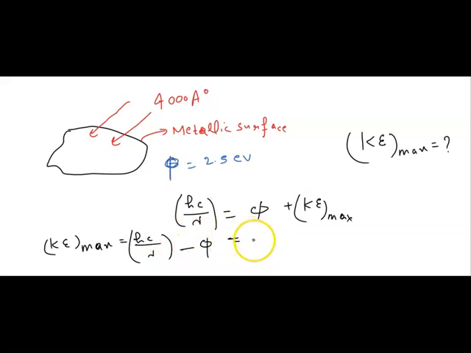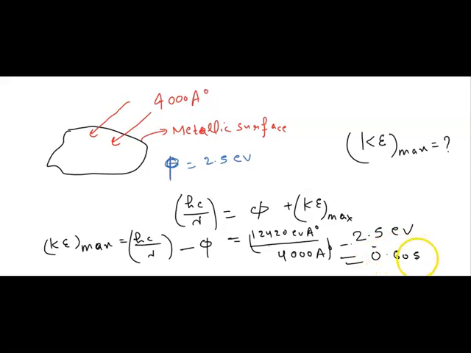The hc value is 12420 electron volt angstrom. So K max is 12420 electron volt angstrom divided by 4000 angstrom, which is the incident wavelength, minus the work function 2.5 electron volt. When you start solving, it will come out to be 0.605 electron volt.